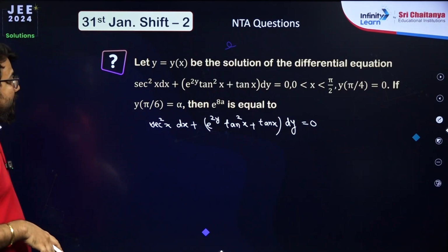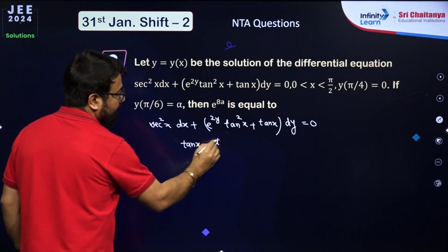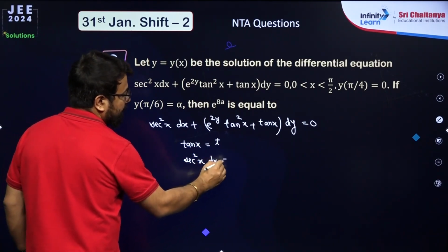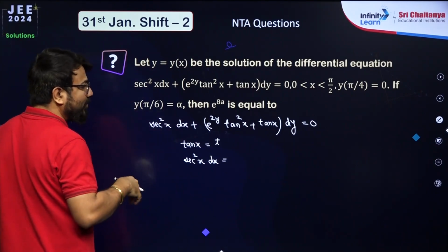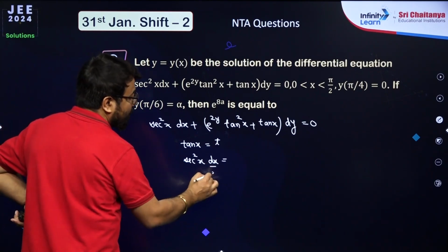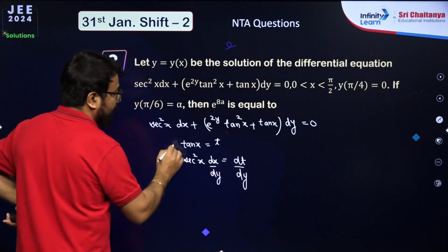Okay. Here we want to assume tan x as a new variable, for example t. Then sec square x dx will be dt. So we can also write dt, or we need to assume it in terms of y. So let us differentiate in terms of y. sec square x dx over dy will be dt over dy. Okay, that would be better.